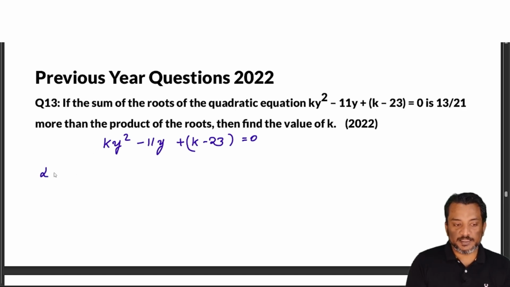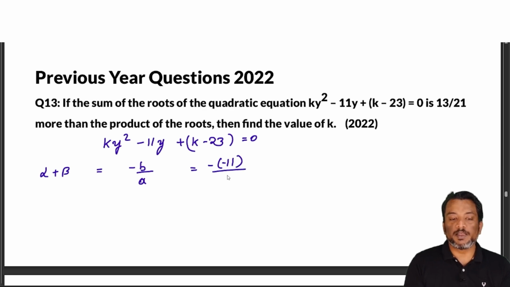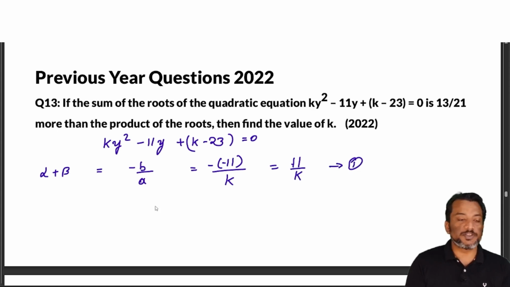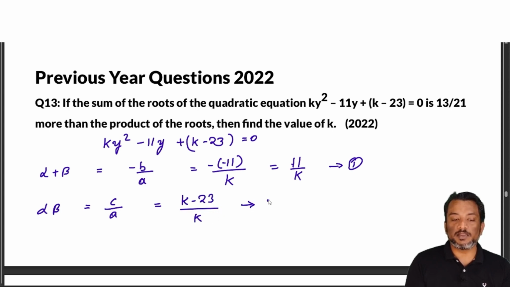So first we will find the sum of roots. Alpha plus beta is equal to how much? Minus coefficient of y by coefficient of y square. So we can say minus of minus 11 over k. So you will get 11 over k. Same way you will get the sum of roots. You can take this as equation 1. Same way you can find the product of roots. Product of roots is equal to c over a, meaning the constant term over the coefficient of y square. So how much is your constant term? k minus 23 over k. So this you can take as the second equation.